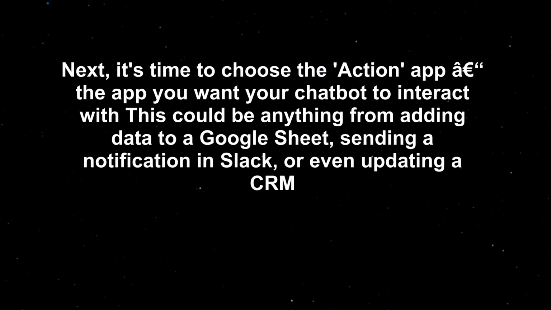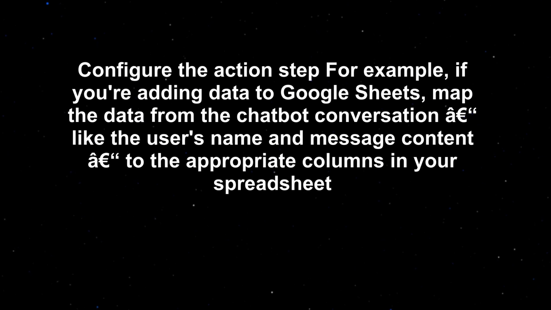Next, it's time to choose the action app, the app you want your chatbot to interact with. This could be anything from adding data to a Google Sheet, sending a notification in Slack, or even updating a CRM. Configure the action step.